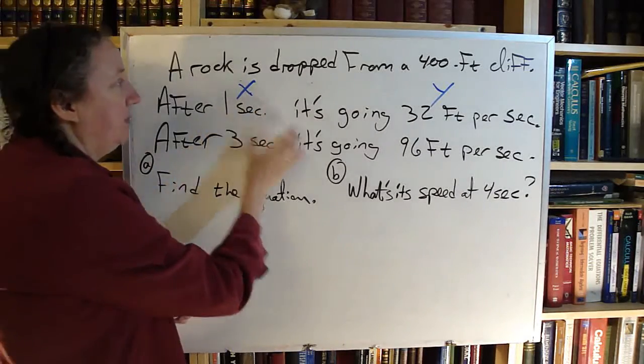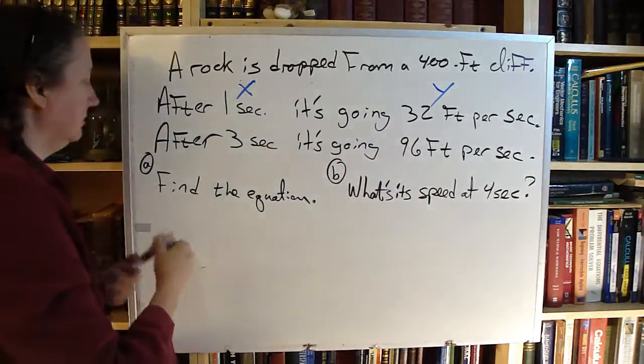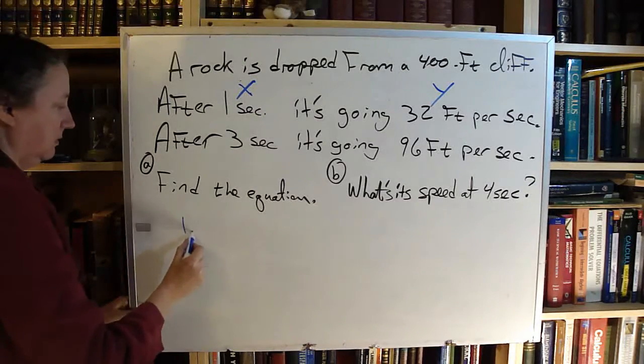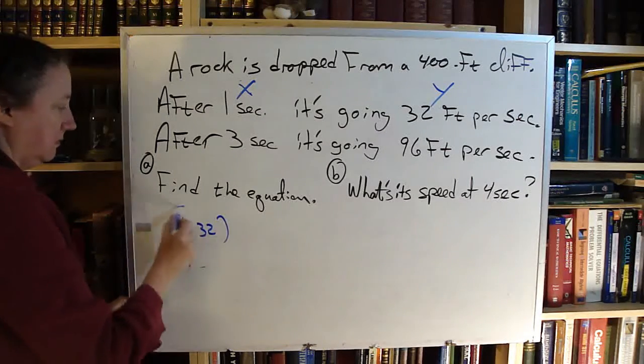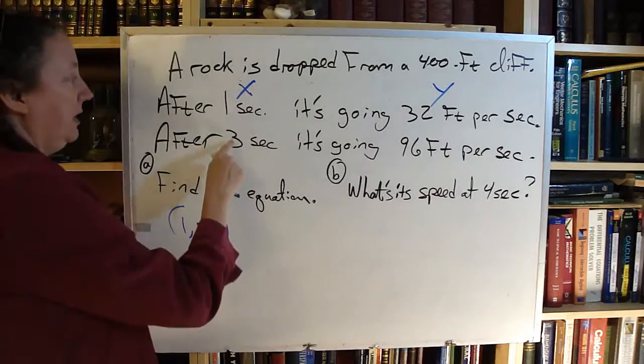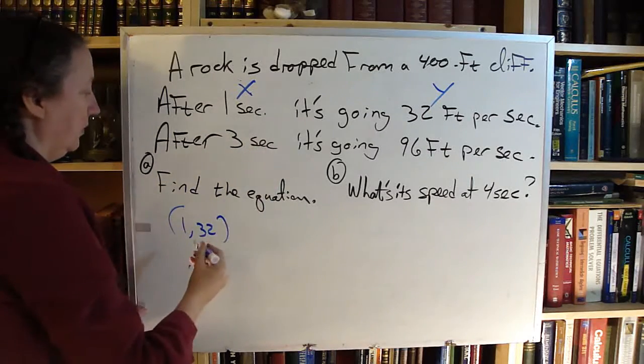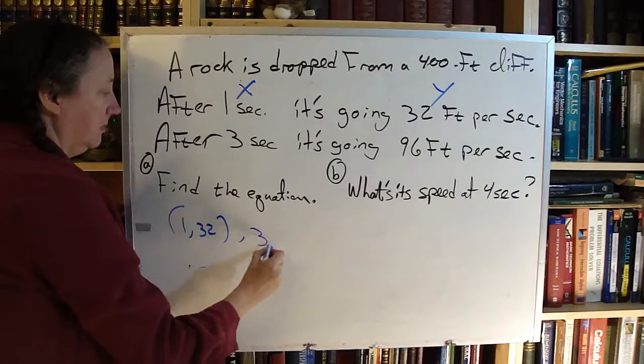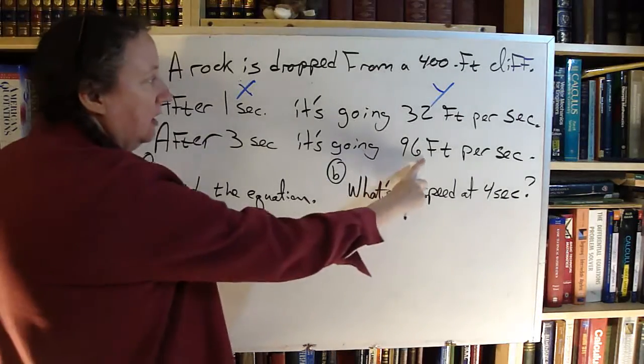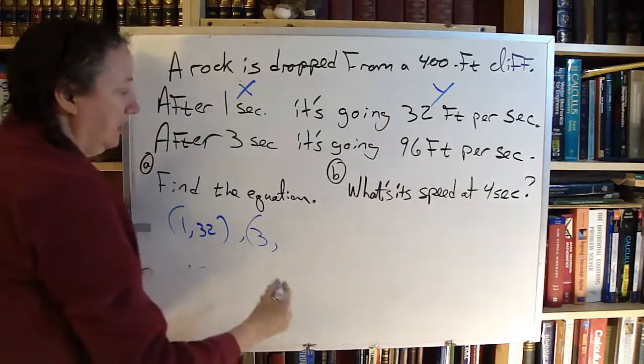So I have my first point, 1, 32. My second point, my time, is my x, so 3, and the other number is my y, 96.